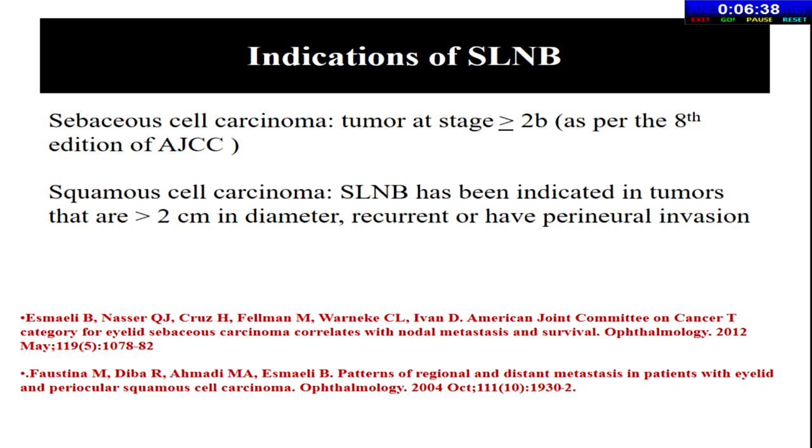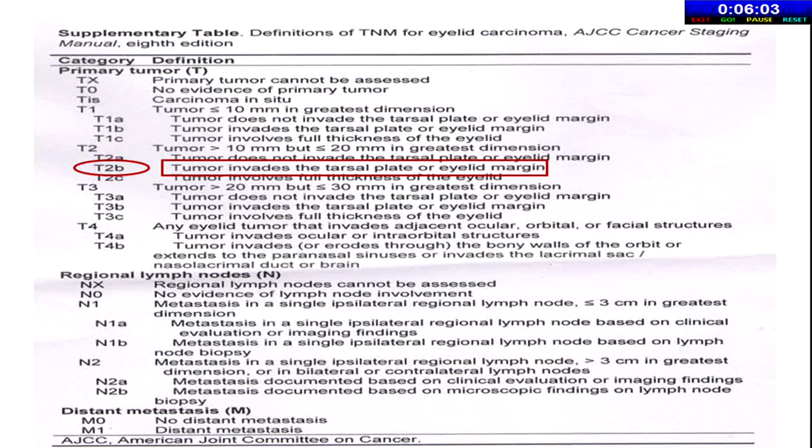For sebaceous and squamous carcinoma, there are very few studies on sentinel lymph node biopsy, I would say one or two, which I could find. So here, according to the clinical size of the tumor, when we stage the tumor, if it is more than or equal to T2b as per the 8th edition of AJCC, then that is the group of patients where we see more lymphatic spread and we can consider sentinel lymph node biopsy. For squamous cell carcinoma, the indications I could find were more than 2 centimeter in diameter, recurrent lesion, or patients with perineural invasion. This is the AJCC 8th edition which we follow at our center for staging the tumor.